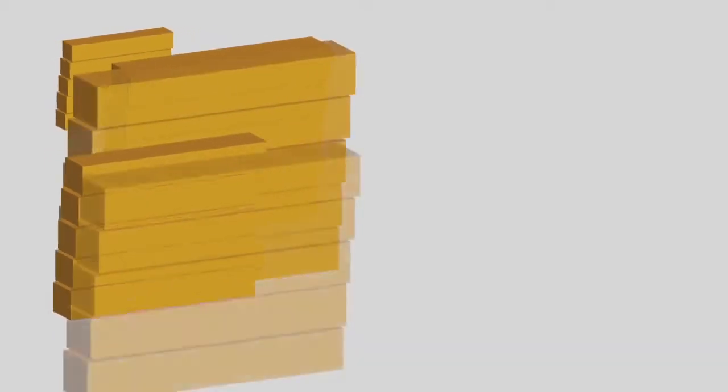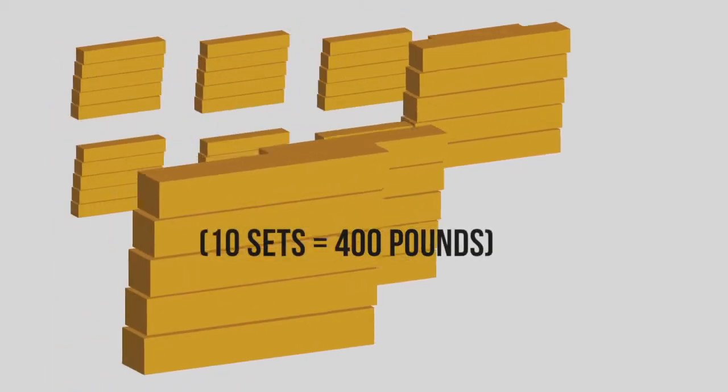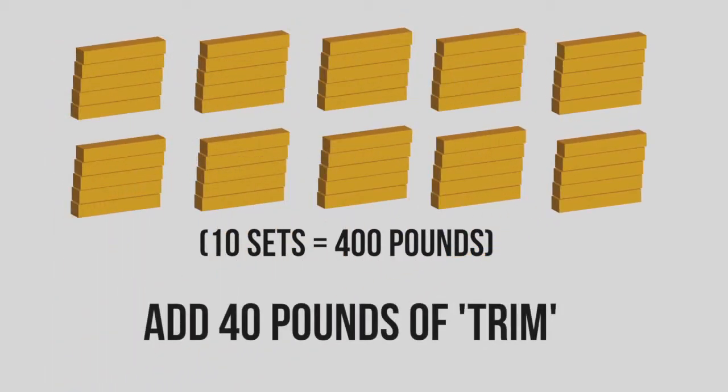During the production of 10 sets, which is 400 pounds, 40 pounds of trim could be added to eliminate having to cut off 4 pounds from each block. We try to make the work as easy as possible.